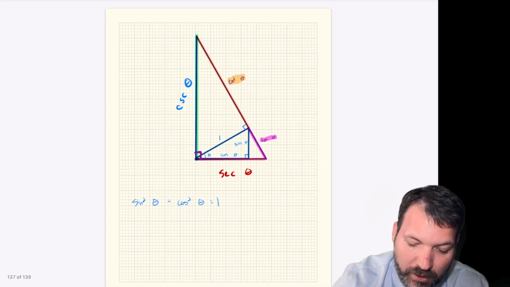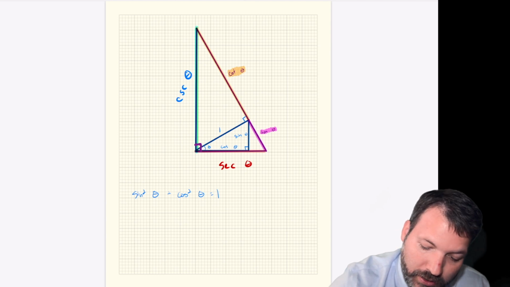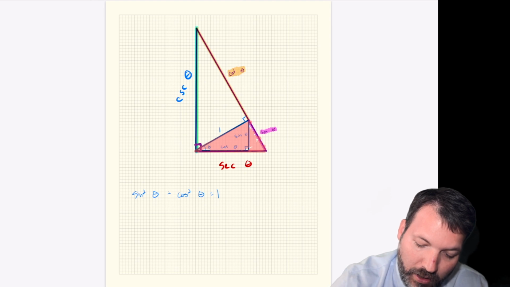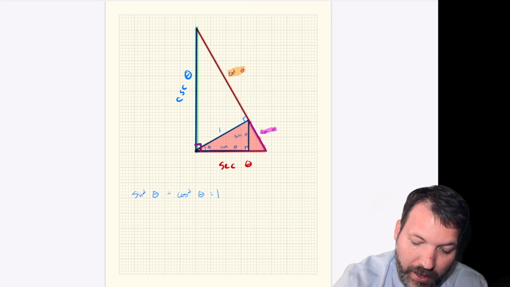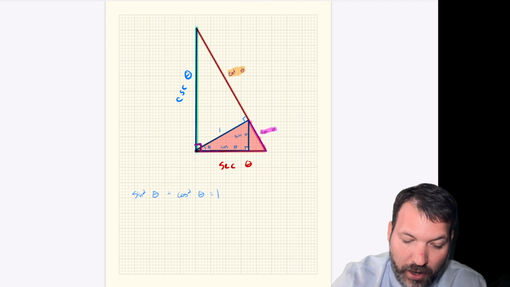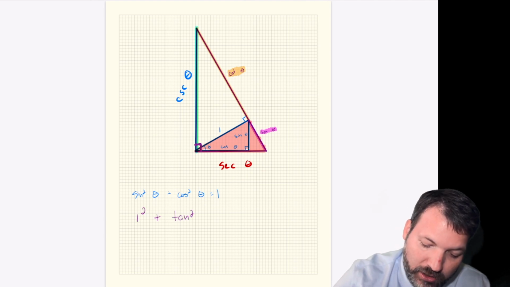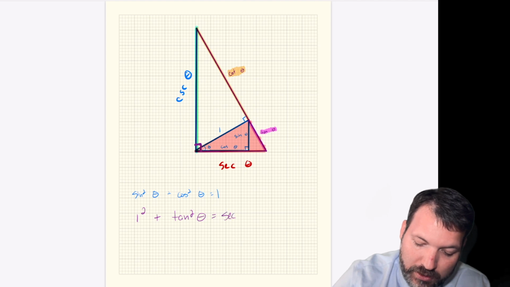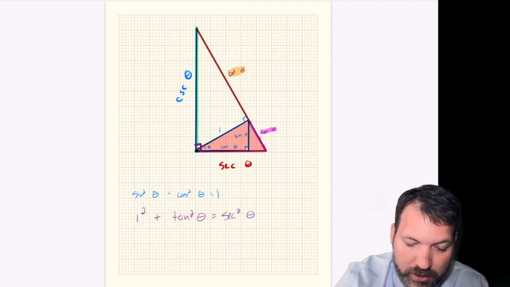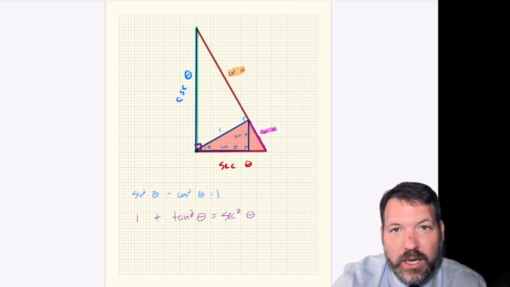But you might notice there are some other right triangles in this figure right now. I can look at just this right triangle here, and I can see, all right, so we've got a length of 1, another leg of tangent theta, and then the hypotenuse is secant theta. And so that is where we get 1² plus tangent² theta equals secant² theta. Of course, we don't normally say 1², we normally just say 1 plus tan² theta equals secant² theta.